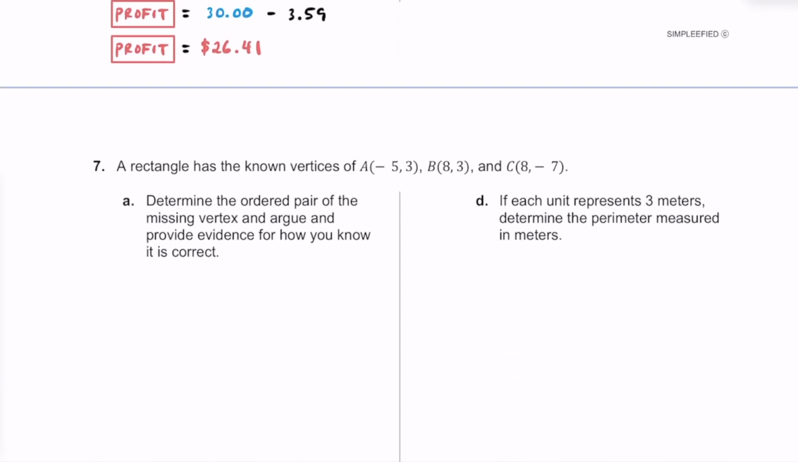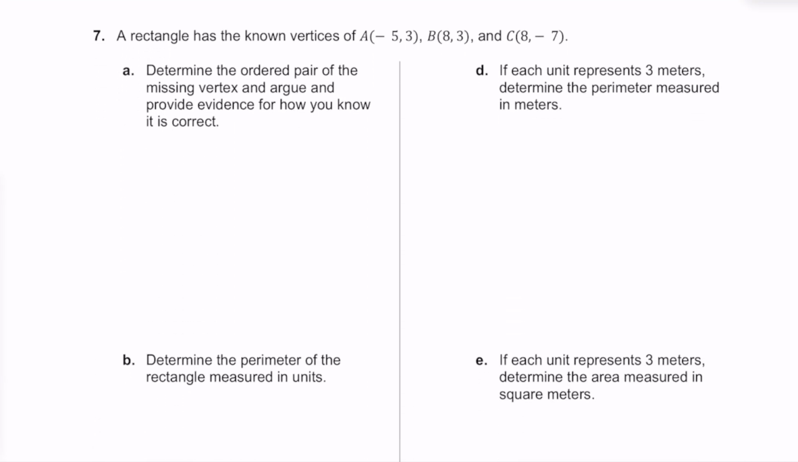All right, let's check out number 7. This one's kind of an open-ended problem, or a question that has several parts to it. For number 7, a rectangle has the known vertices of A, which is at (-5, 3), B, which is at (8, 3), and C, which is at (8, -7).